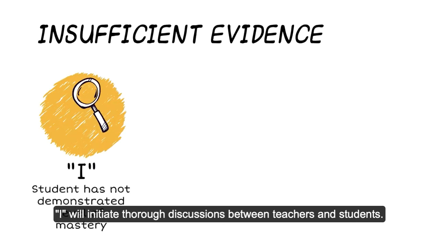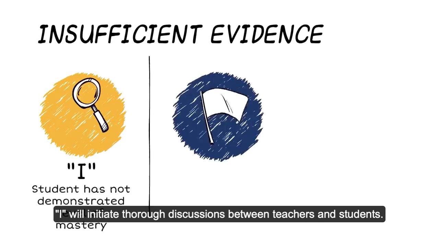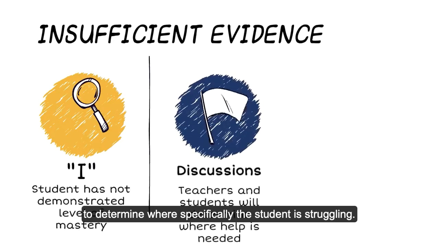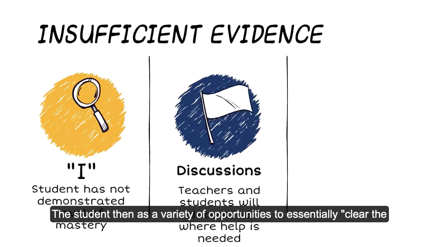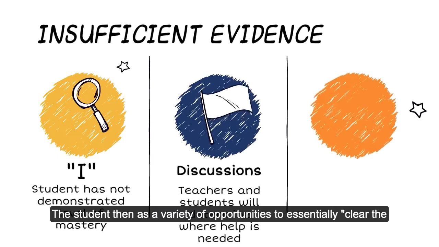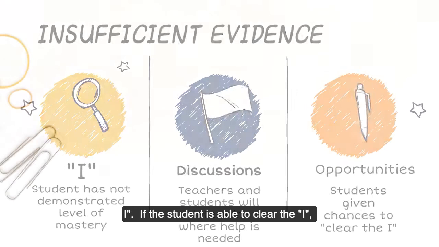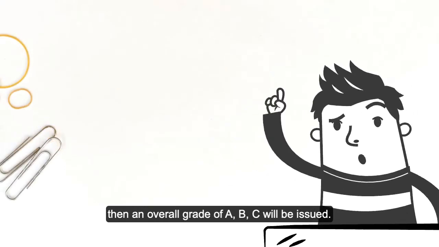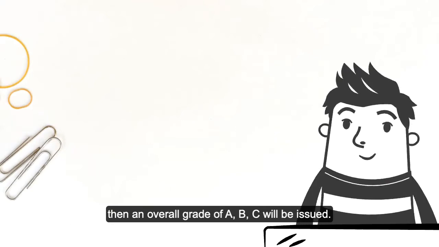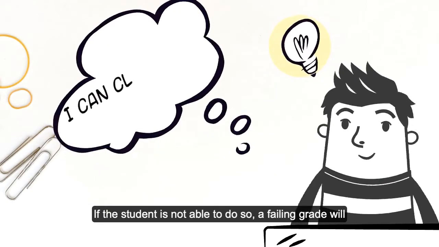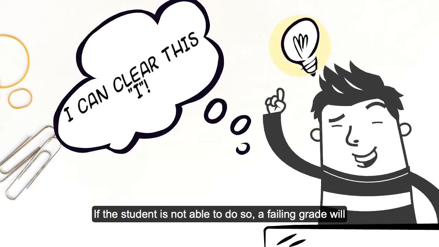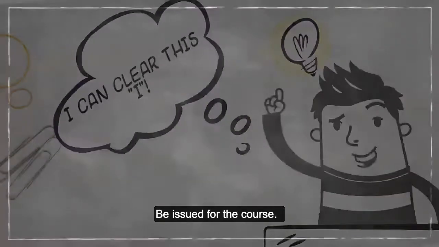The I will initiate thorough discussions between teachers and students to determine where specifically the student is struggling. The student then has a variety of opportunities to essentially clear the I. If the student is able to clear the I, an overall grade of A, B, or C will be issued. If the student is not able to do so, a failing grade will be issued for the course.